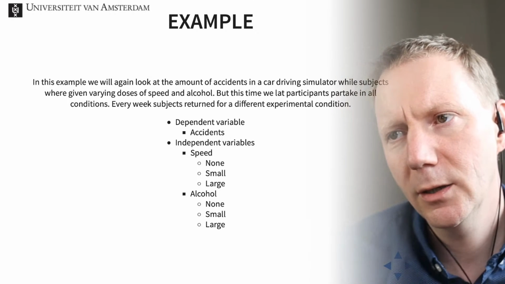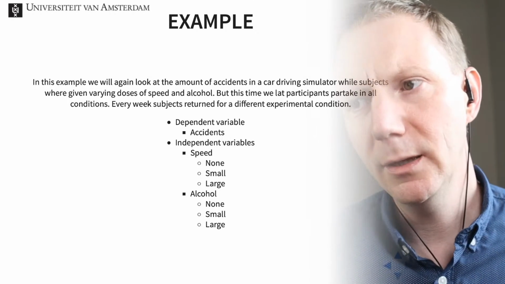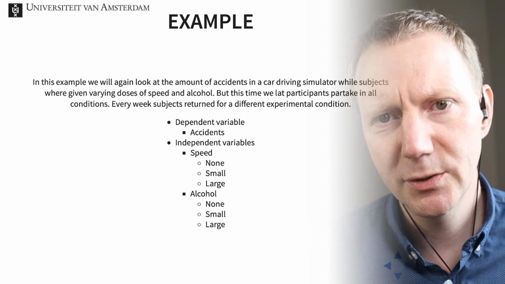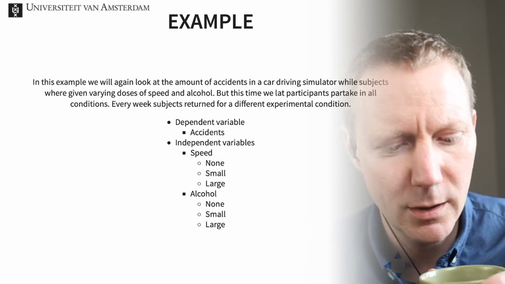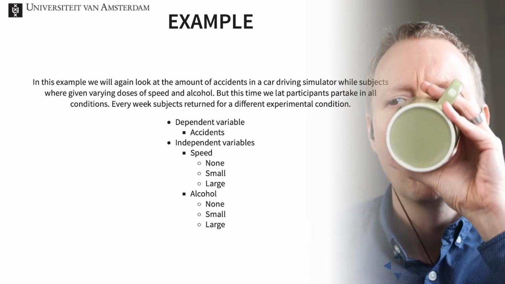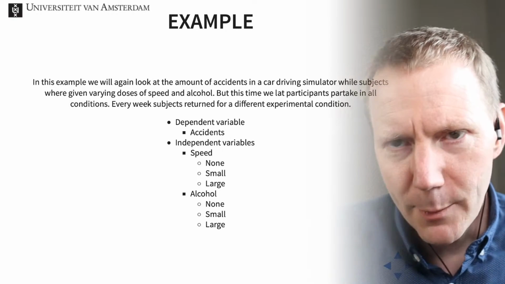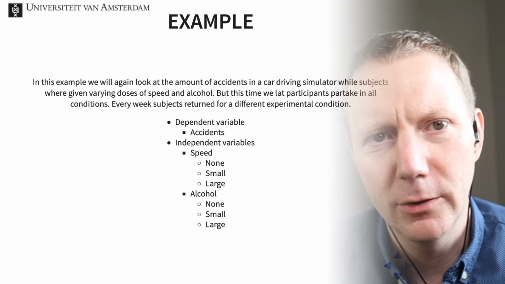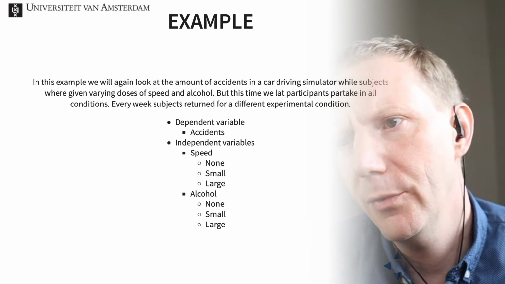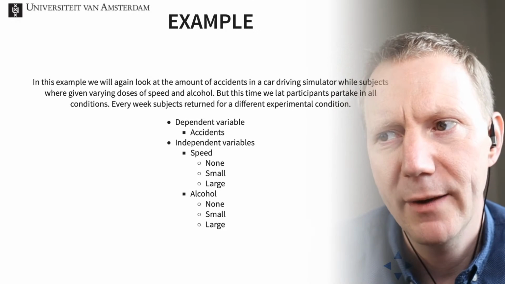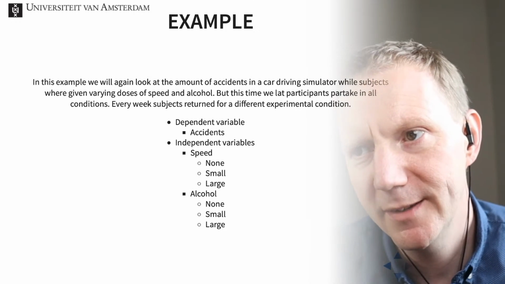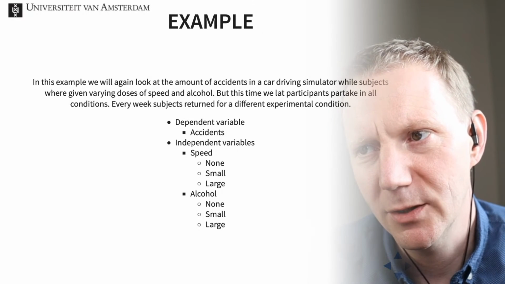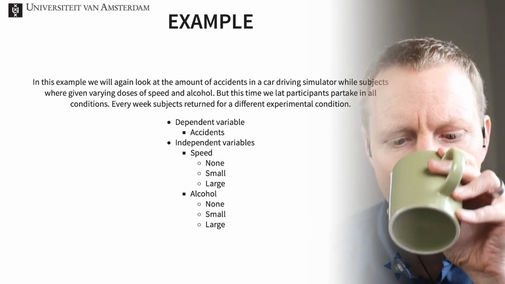But what we're going to do here is, instead of only looking at alcohol, we're also going to look at speed. We still want to determine the amount of accidents in our car driving simulator. But we now have 2 independent variables, one for speed use and one for alcohol use. For both speed and alcohol, we have 3 levels, namely no speed, going up to a little bit of speed, and a large amount of speed: none, small and large.